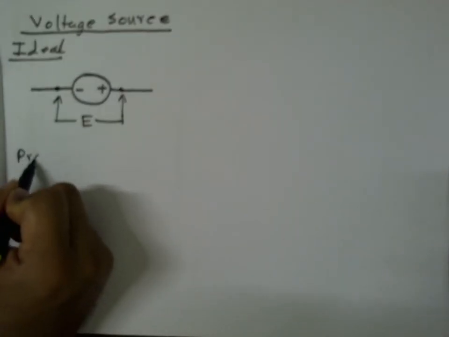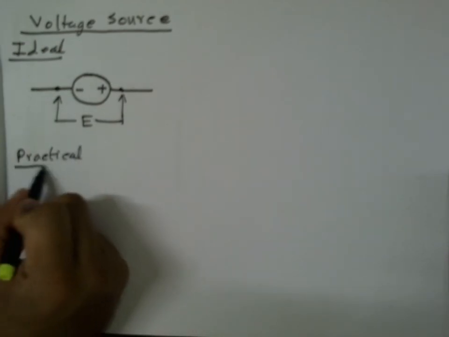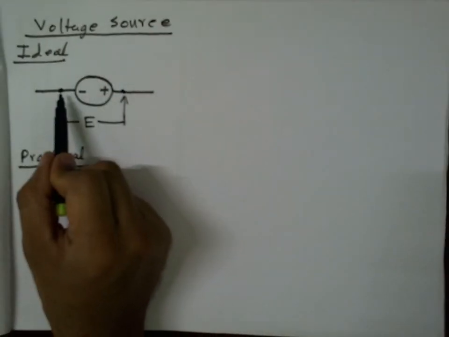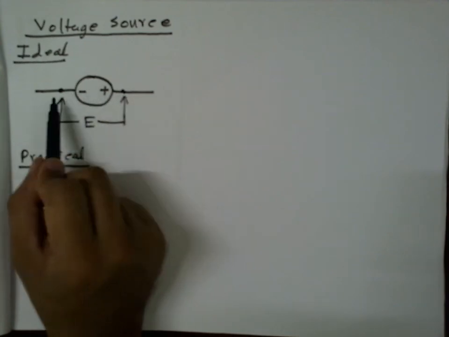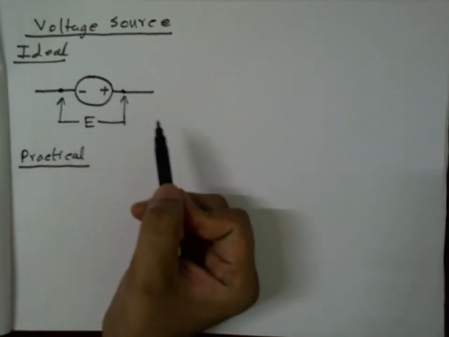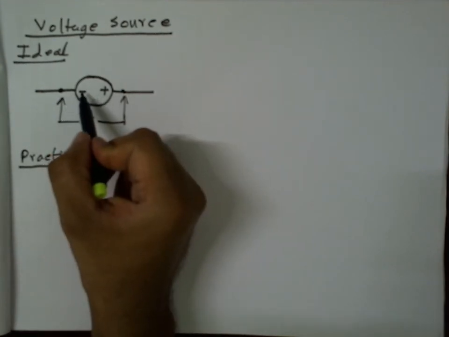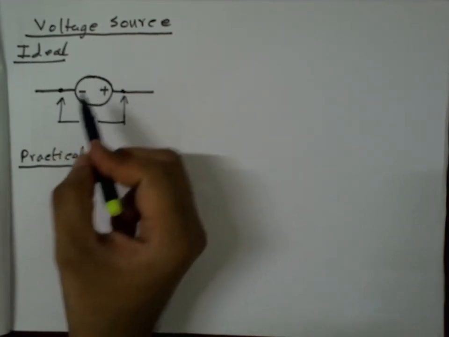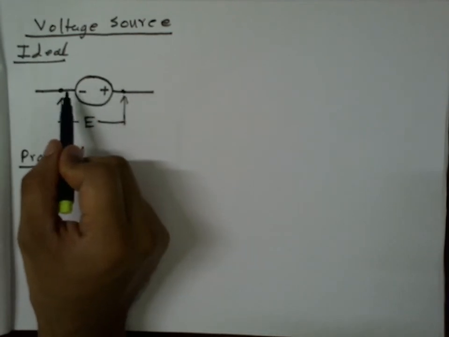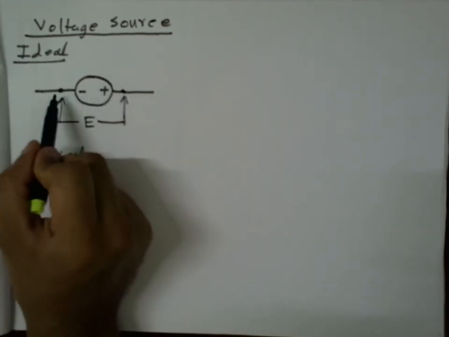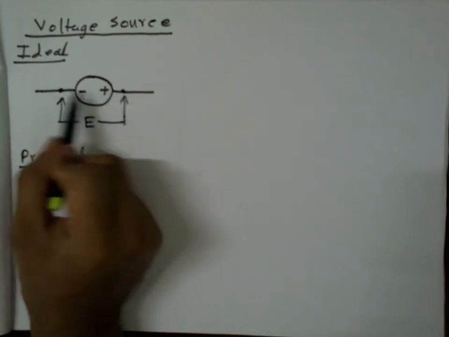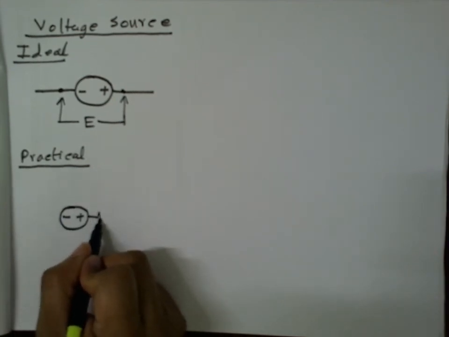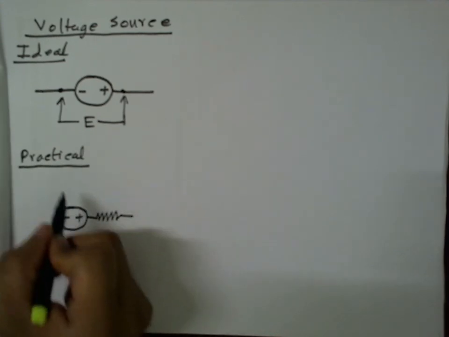But a practical voltage source is a bit different from this one. What happens when a current flows through it? The voltage across its two terminals drops. Why? This is because all practical voltage sources have some internal resistances, or impedances in case of AC, so that when current passes through it, a voltage drop occurs, and thereby it reduces the effective voltage across the two terminals.